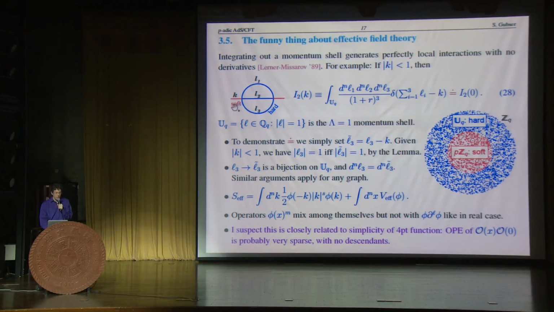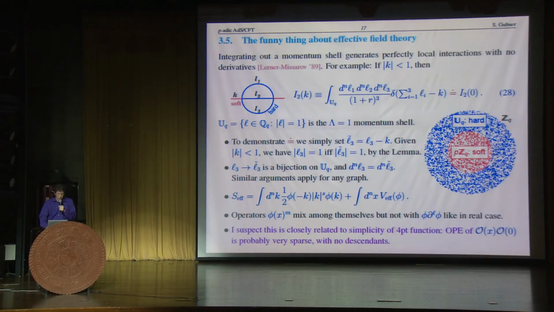I illustrated it perhaps in too much detail by computing this sunset diagram, which in ordinary phi-4 theory would renormalize the kinetic term. But because of ultrametricity, it does not in the P-adics. And I believe that this phenomenon of not generating derivative terms is going to be related to the simplicity of the 4-point function. I believe that the OPE of O with O is probably very sparse effectively, with no descendants.